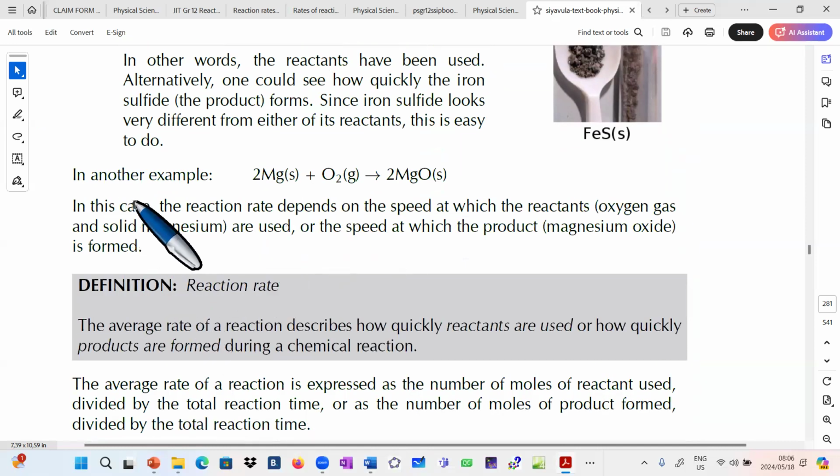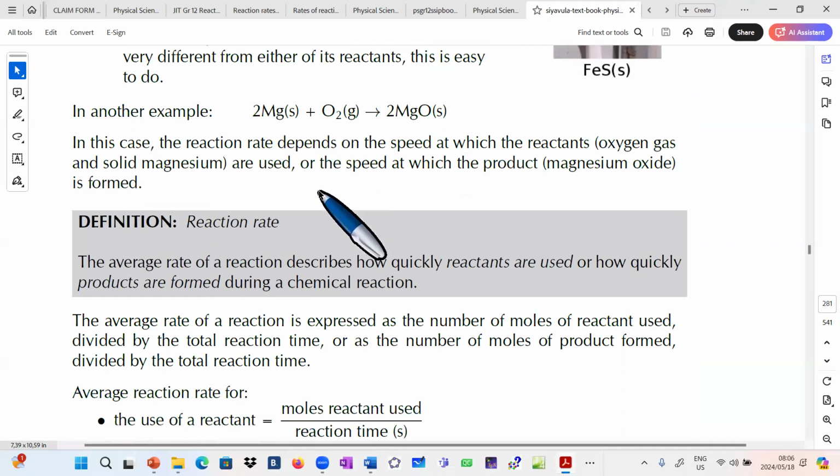Right. So in another example, let's look at this very famous example. We're looking at the reaction between magnesium, which is a solid, and oxygen gas, and we then form magnesium oxide, which is a solid. In this case, the reaction rate depends on the speed at which the reactants, oxygen gas and solid magnesium, are used, or the speed at which the product, which is magnesium oxide, is formed.